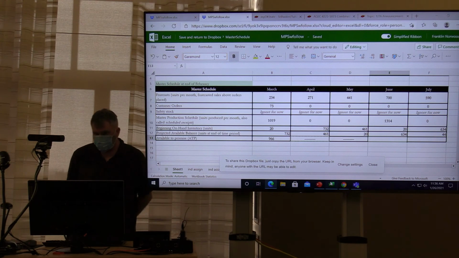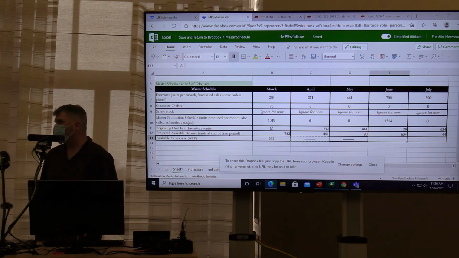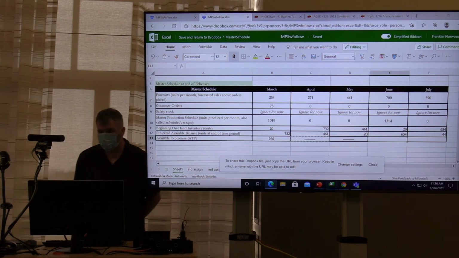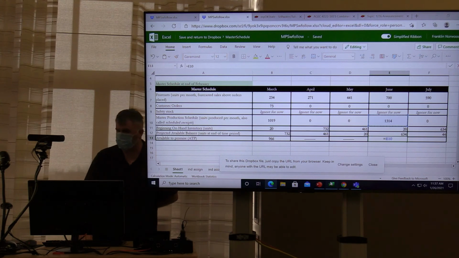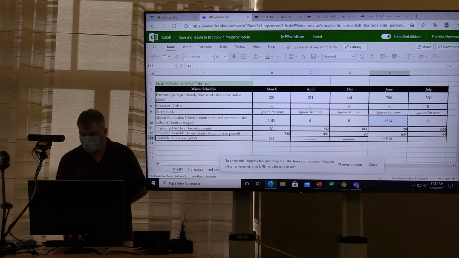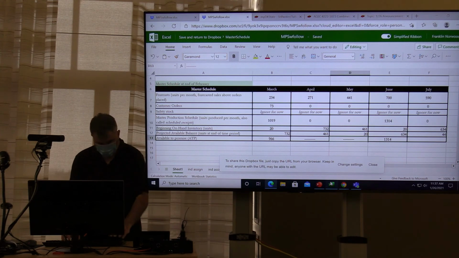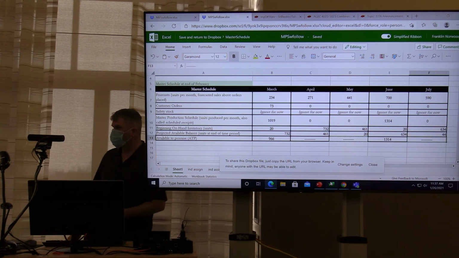And now I'm at June. It's not the current month, it's not the first month, so we don't include the beginning inventory. Now all I need to do is say, okay, we're going to produce 1,314 units. We haven't sold any of those. There's no sales for it for June or July, so I can promise all of those 1,314 units. And I'm done.